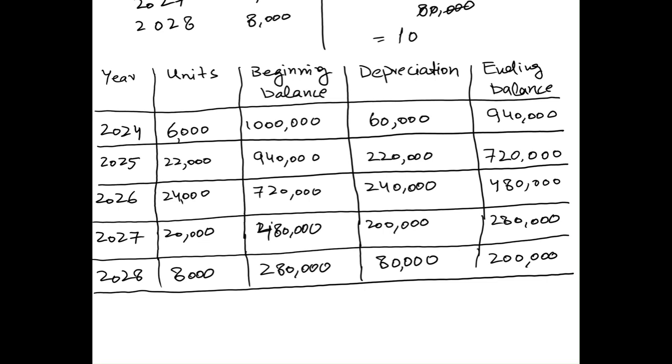So this was the depreciation schedule prepared using the units of production method. We will end this video here, and then in the next video I will cover the same problem using the double declining balance, and then we will also cover the asset disposal.